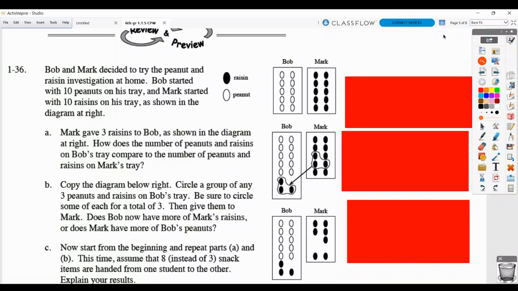This video is to allow you to correct your homework from section 1.1.5. Starting with 136, Bob and Mark decided to try the peanut and raisin investigation at home. Bob started with 10 peanuts on his tray, and Mark started with 10 raisins on his tray, as shown.